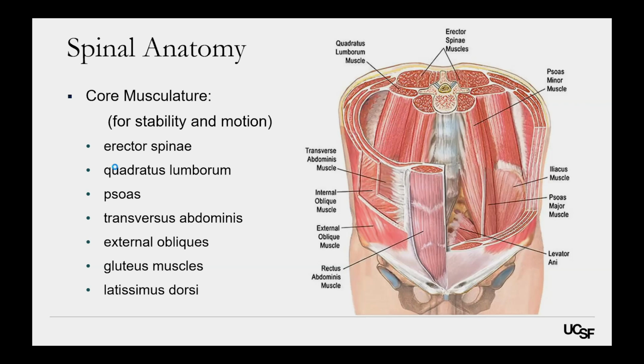And then the core also includes the buttock muscles or the gluteus muscles, as well as particular muscles along the side of the ribs, the latissimus dorsi.